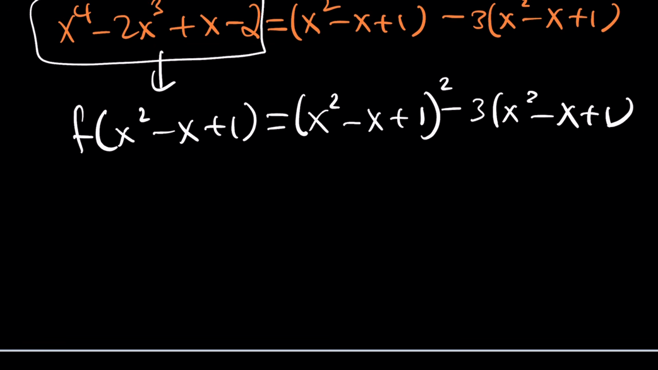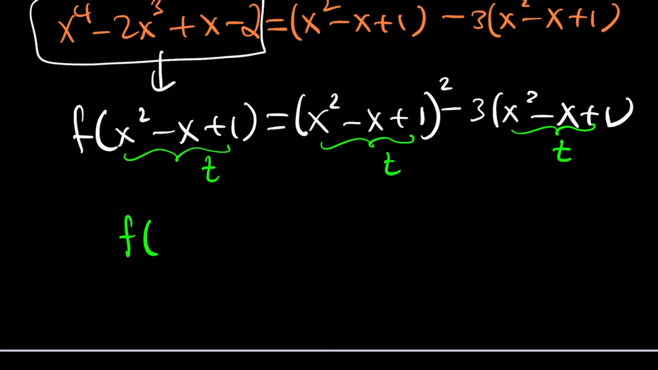Now, here's what we're going to do next. We're just going to use substitution, but in a much more meaningful way. Take a look at this. If this is t, this is also t, and this is also t. That's what I meant by being able to write the right-hand side as a function of x squared minus x plus 1, which is t.